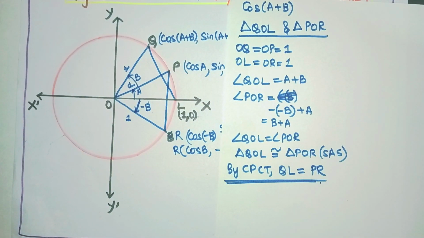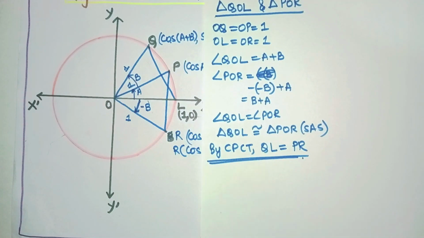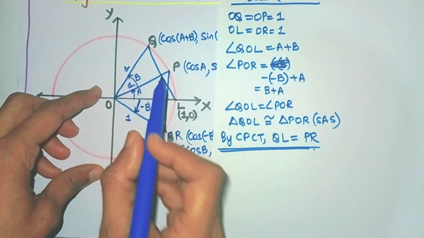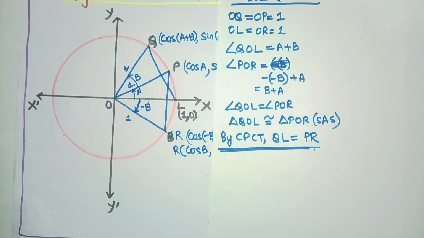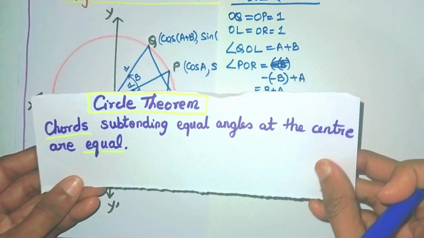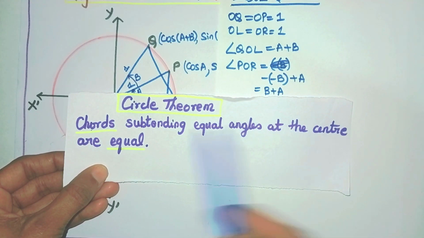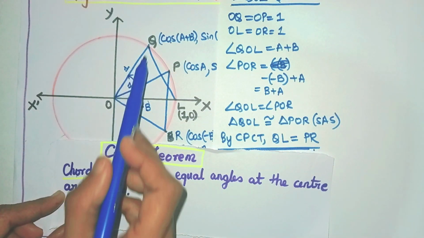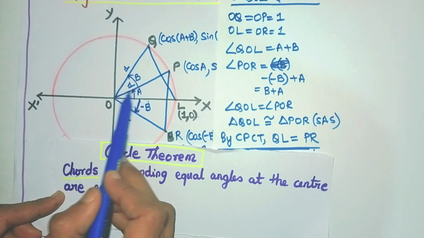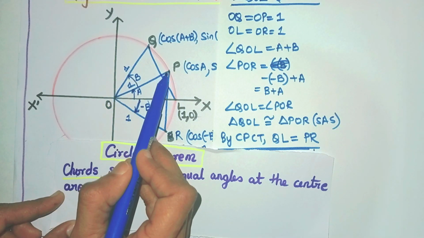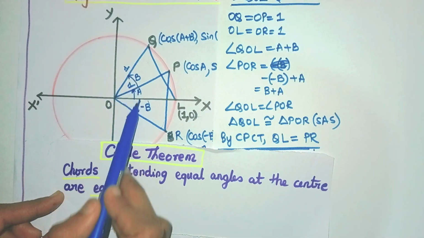Now friends, if you don't want to use congruency, you can also use circle theorem. Now, we have seen that this angle QOL is equal to angle POR. In circle theorem, we have a theorem that says that chords which subtend equal angles at the center are also equal. Now, look at chord QL. It is subtending this angle at the center. Look at PR. That is also subtending this angle POR at the center.